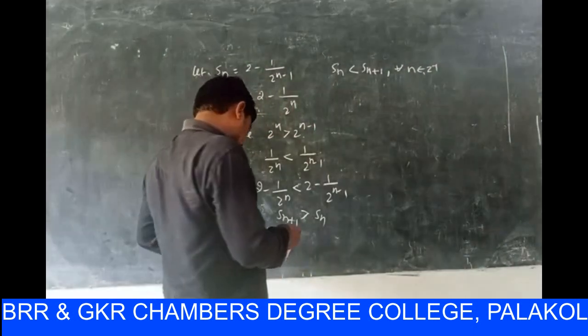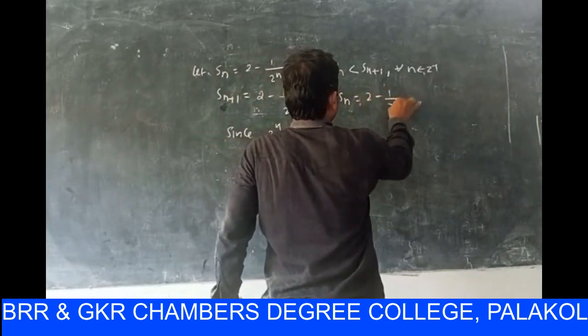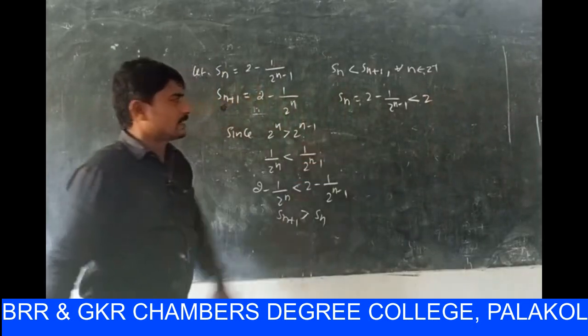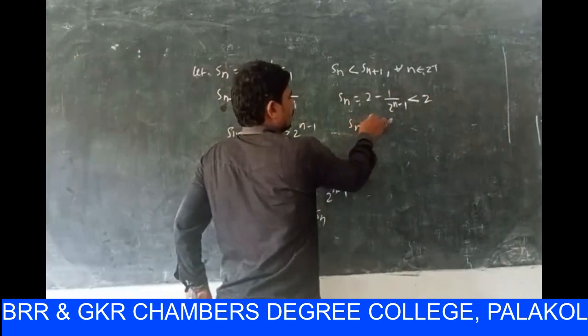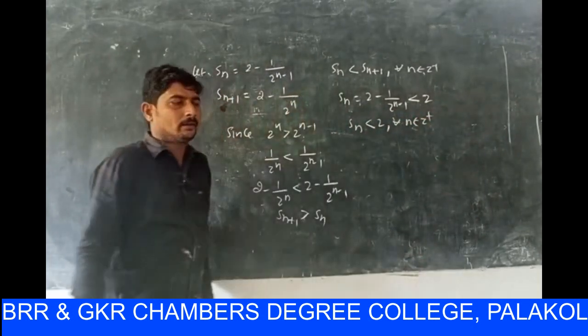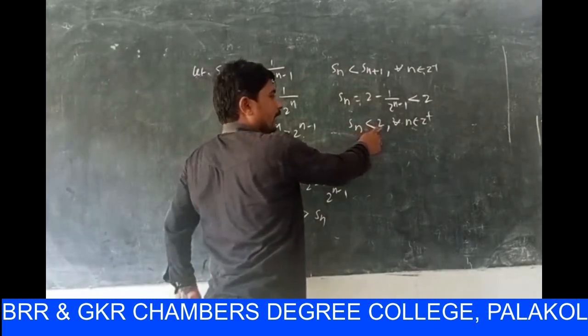Whenever it is an increasing sequence, consider Sn equal to 2 minus 1 by 2 power n minus 1, which is less than 2. The value is less than 2. That means Sn is less than 2 for all n belongs to Z plus. Whenever Sn is less than 2, it is bounded above.